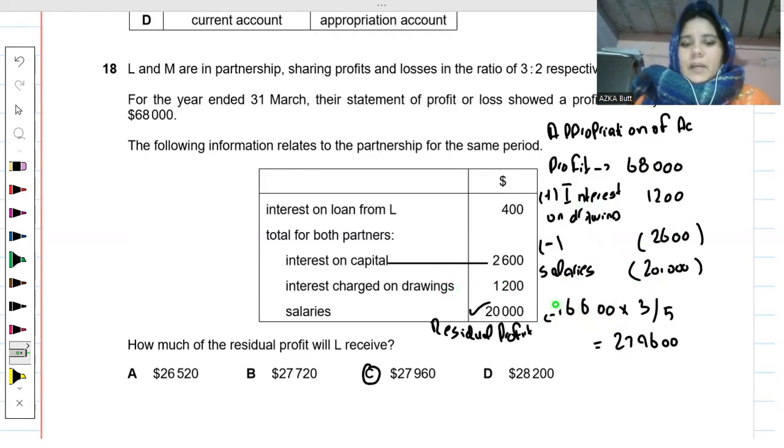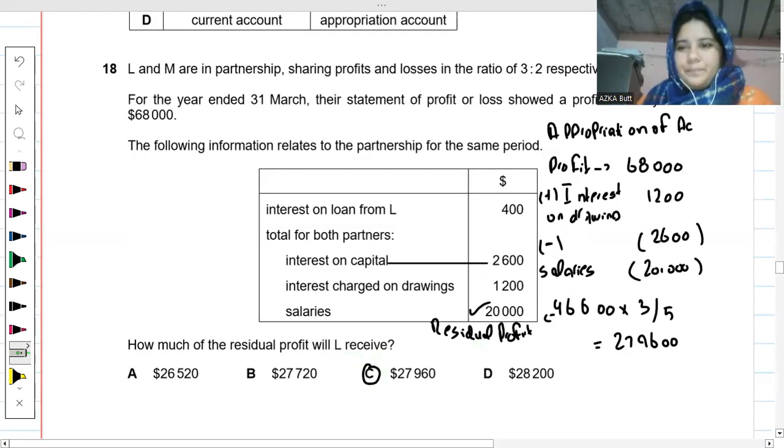But we have to find out the residual profit which L receives. So we know that the proportion of L is 3. That is why 4,660 multiplied by 3 divided by 5. 5 is basically the sum of the 3 and 2 ratios. So 2,796 is basically the part of the residual profit which L will receive.